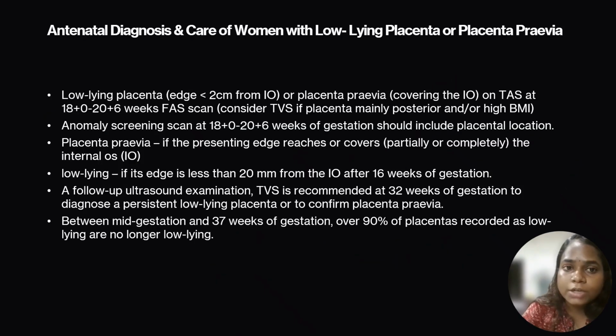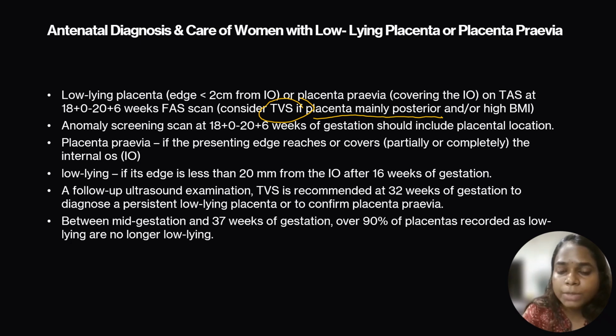How to diagnose a low-lying placenta or placenta previa? How to diagnose and what to do? What kind of care should be given? Low-lying placenta means less than 2 cm from the internal os, or placenta previa, which is covering the internal os. On transabdominal ultrasound scan at 18 to 20+6 weeks, the first step is to consider a transvaginal ultrasound. Transvaginal ultrasound is done to confirm the diagnosis and also to see whether the placenta is mainly posterior or not. Why? Because posterior placenta previa or low-lying placenta is more dangerous compared to anterior. And if the patient has a high BMI, you should go for transvaginal ultrasound.